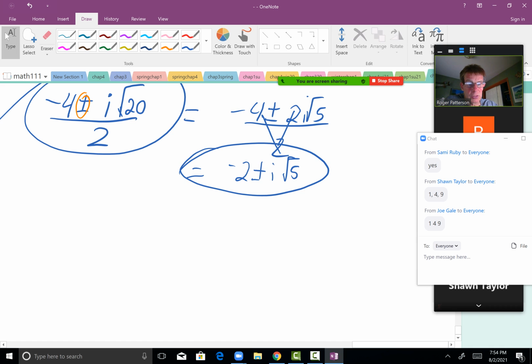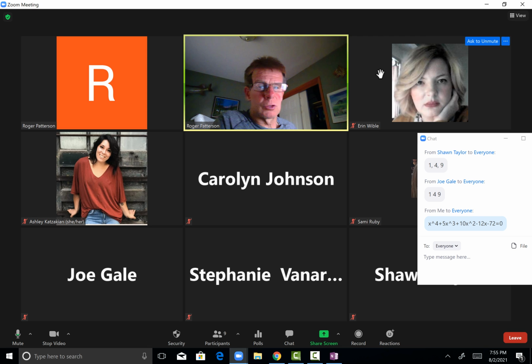Here's one last one here. Well, actually, let's do this one. All right. So this is going to be x to the 4th plus 5x to the 3rd, and I'm going to let you play with this one, plus 10x squared minus 12x minus 72 equals 0. Okay. Go solve that. All right. Remember, you got to graph it first. Okay. Go solve it.